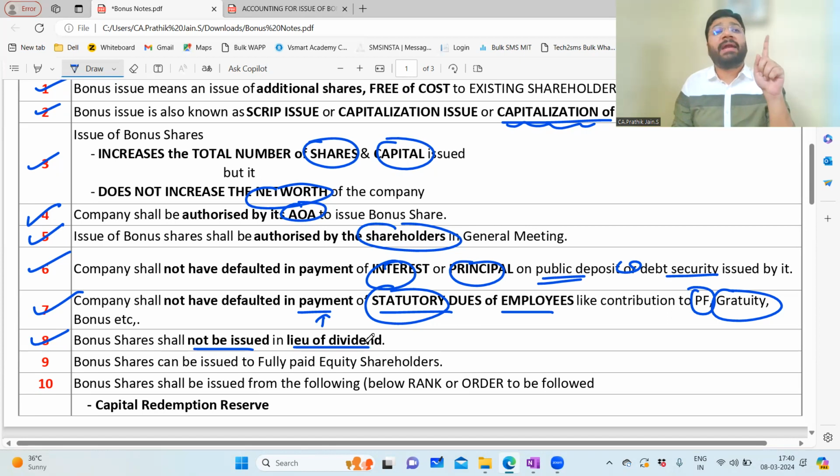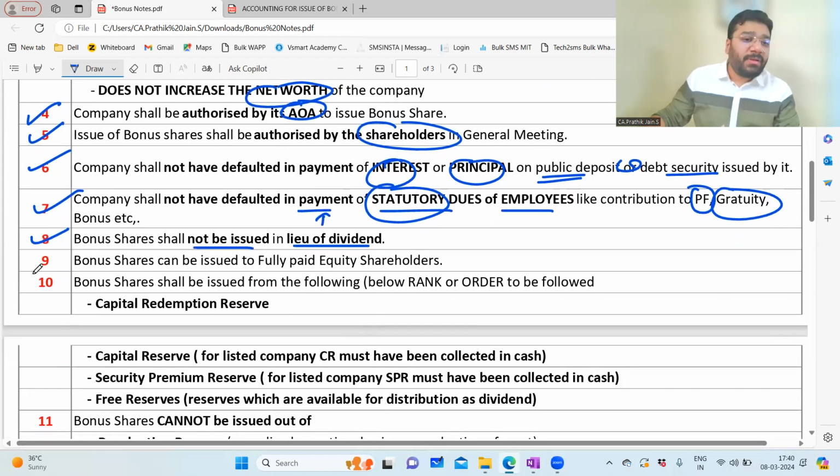If you've declared in the AGM, and the shareholders have approved the dividend, it is the responsibility of the company to disburse the payment in money, in cash or bank, to the shareholders. You cannot say that instead of money, please take bonus shares. That is not allowed. This is prohibited by section 63, subsection 3.